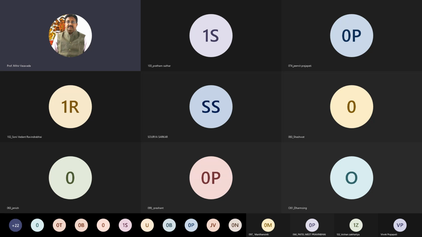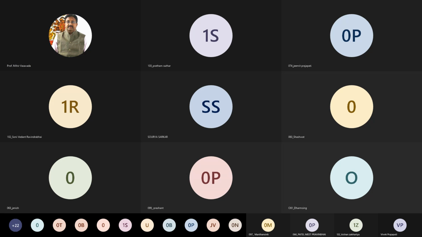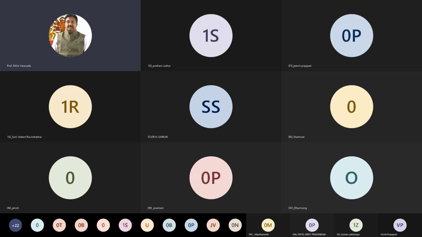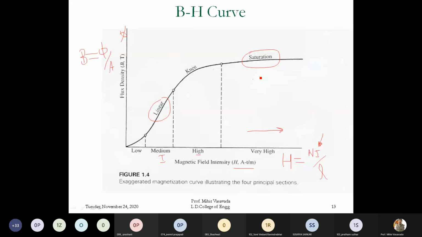Again, I am sharing my screen. So this is the BH curve. Clear?